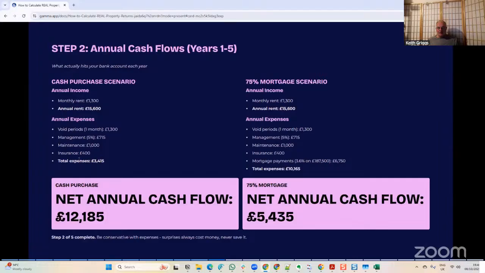So if you do it outright, total expense is 3,415, minus the rent of 15,600, gives a net annual incoming cash flow of 12,185. With a mortgage, it's exactly the same, except there's mortgage payments to take off. Let's say it's 3.6% on 187,000. That's 6,750 a year. So their annual cash flow is less than half. It's 5,435. Okay, they're the two scenarios.